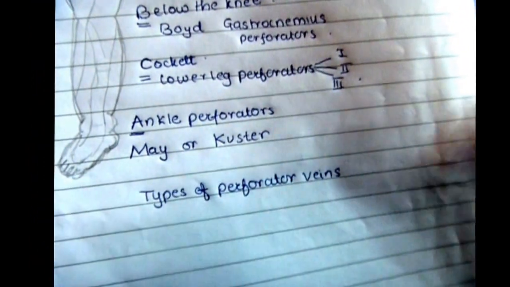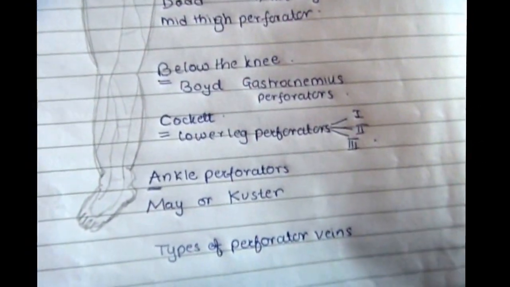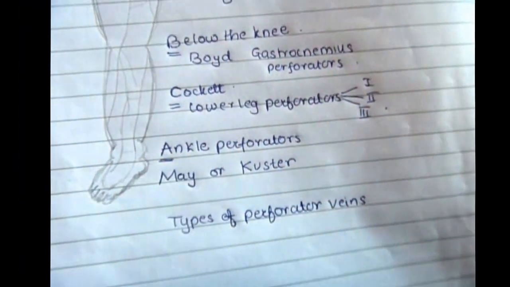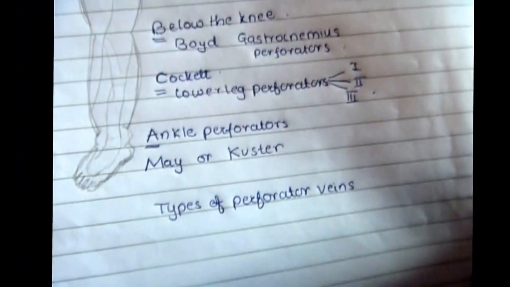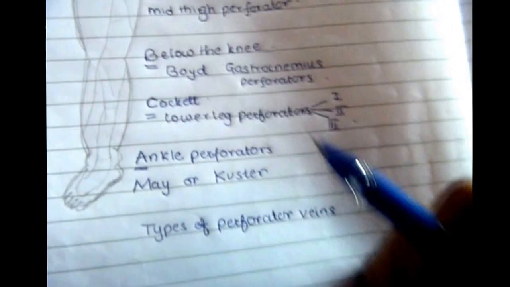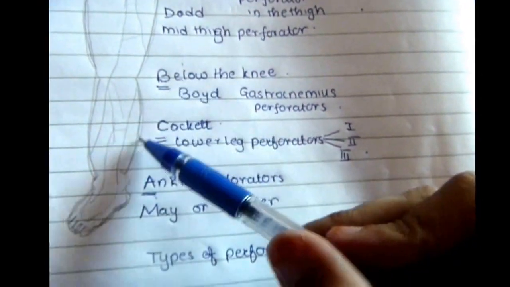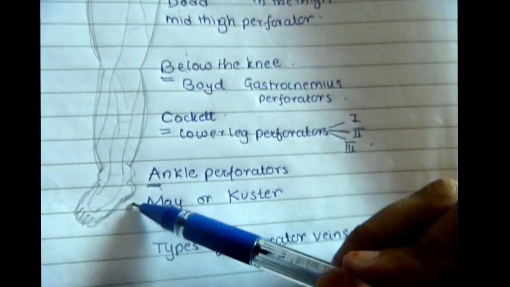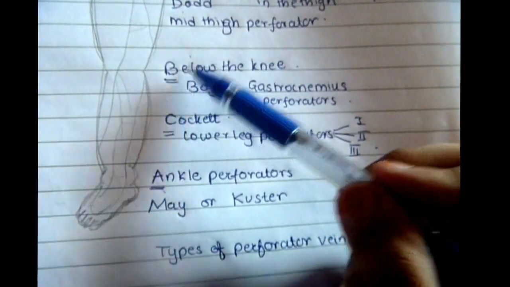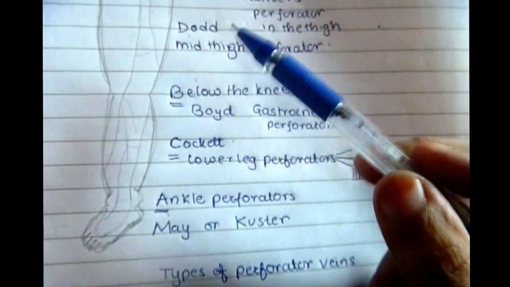Perforators are the ones which transfer the venous blood from the superficial to the deep veins. There are types of perforators also, indirect and direct. So we have A, B, C, D. Go from joints first and then come for the muscles. Ankle, below the knee, calf, and mid thigh. So it's like A, B, C, D.